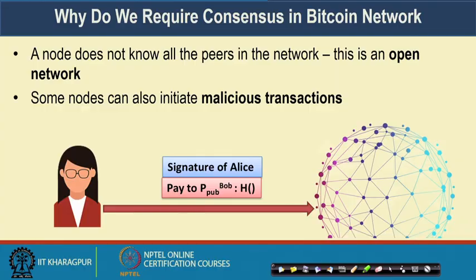As I have mentioned, in this particular peer-to-peer network architecture, a node does not know all the peers in the network, because this is an open environment. So, in that open environment, some nodes can also initiate malicious transactions, and you need to prevent the system from having this kind of malicious transactions.